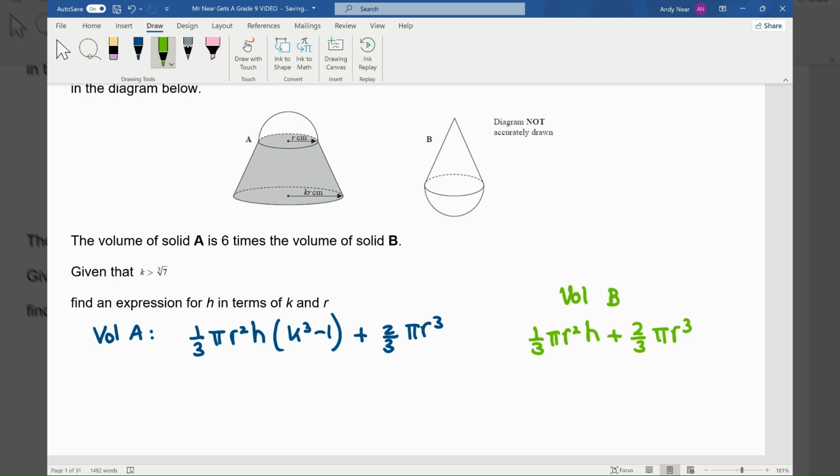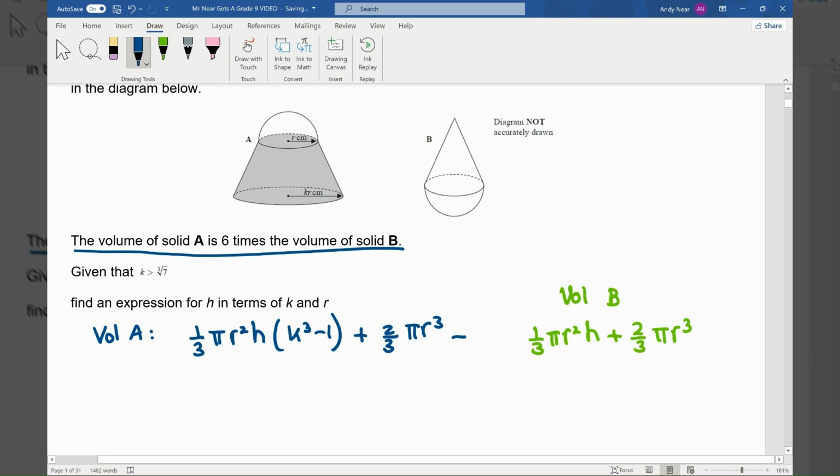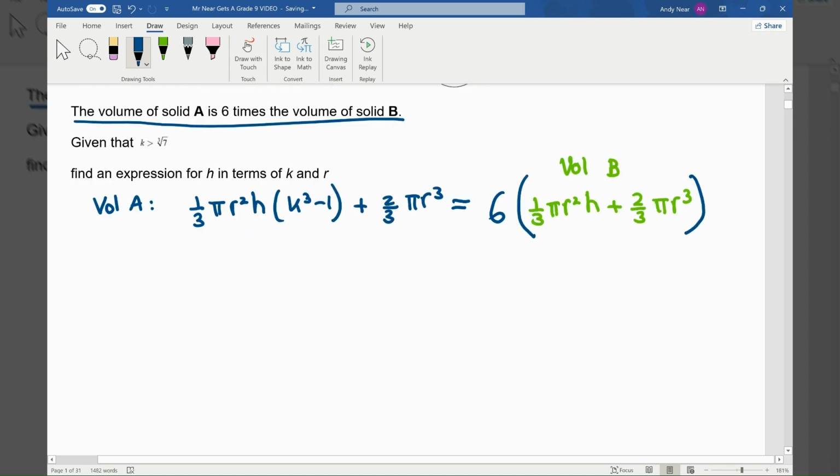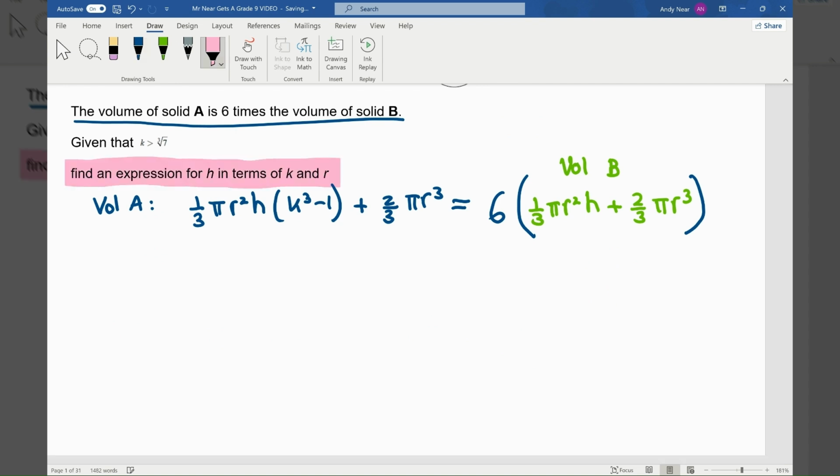Now, we're told in this sentence here that the volume of A, which I've got written below in blue, is equal to 6 times the volume of B that I have written in green. And this gives me a long algebra equation. Now, what I'm trying to find here is an expression for H in terms of K and R. So what that actually means is I want to end up with H is equal to, and then K's and R's on the other side.